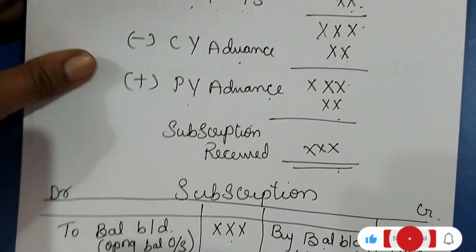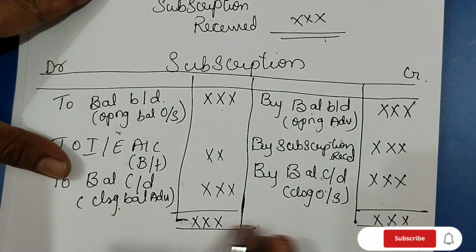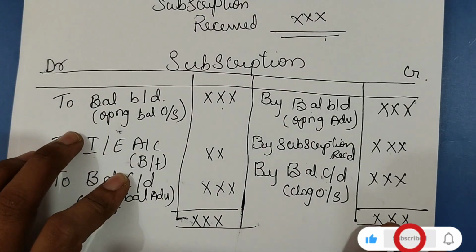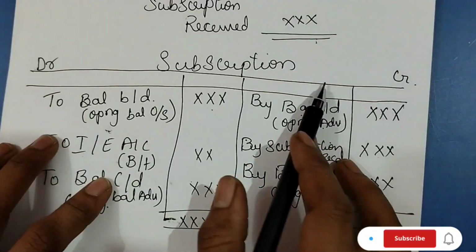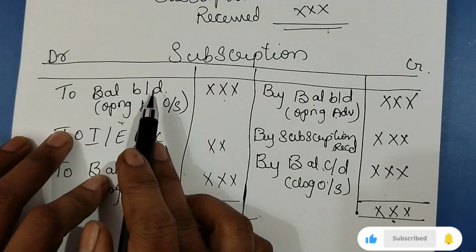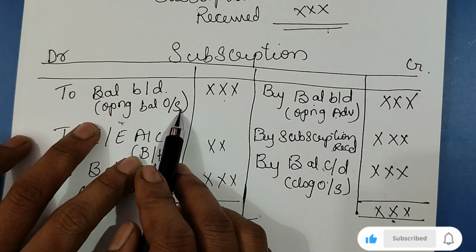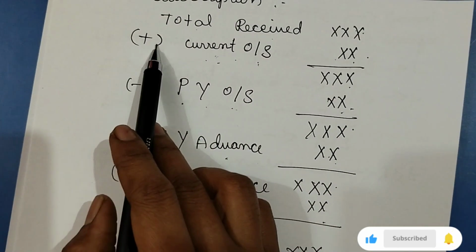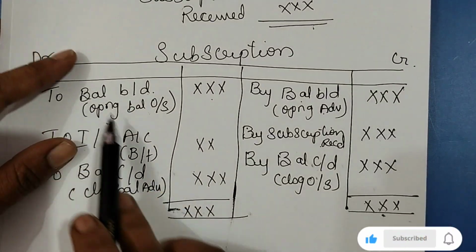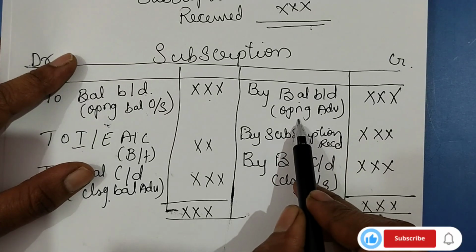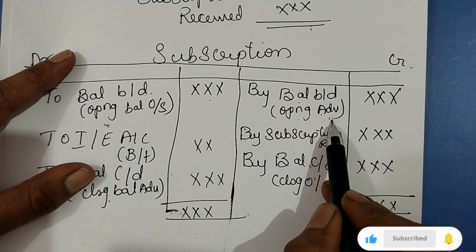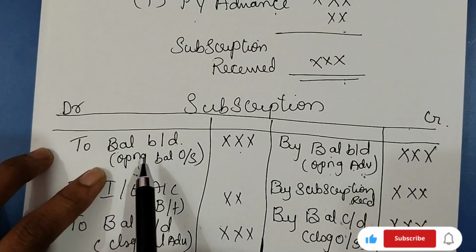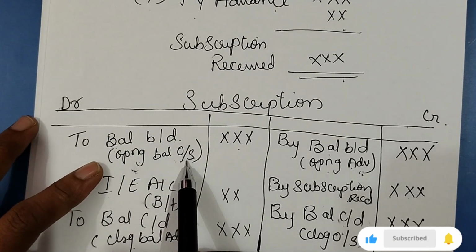These transactions we can show with the help of a ledger account also. Prepare ledger accounts; that will give you accuracy in the answer. See here, subscription is an income. Here, the opening balance of outstanding we record on the debit side, because this we have already received, right? That's why we are debiting this one. And the opening balance of advance received, subscription received in advance, we are crediting.